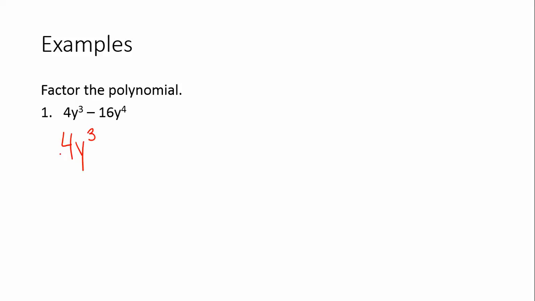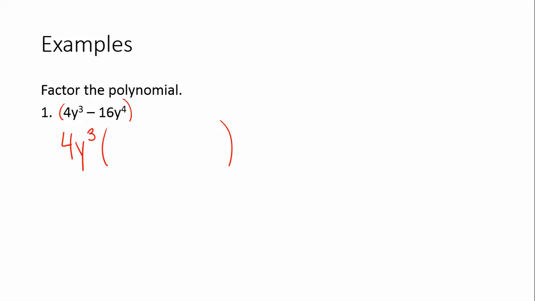So our greatest common factor of these two monomials, 4y cubed and the minus 16y to the fourth, would be a 4y cubed. But what we need to rewrite now is what's left over inside, let's say a set of parentheses, if we factor this part out in front.